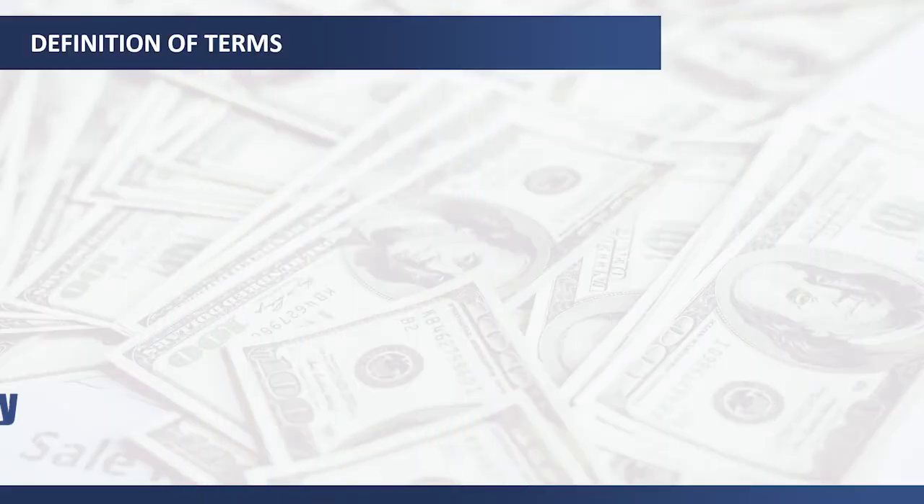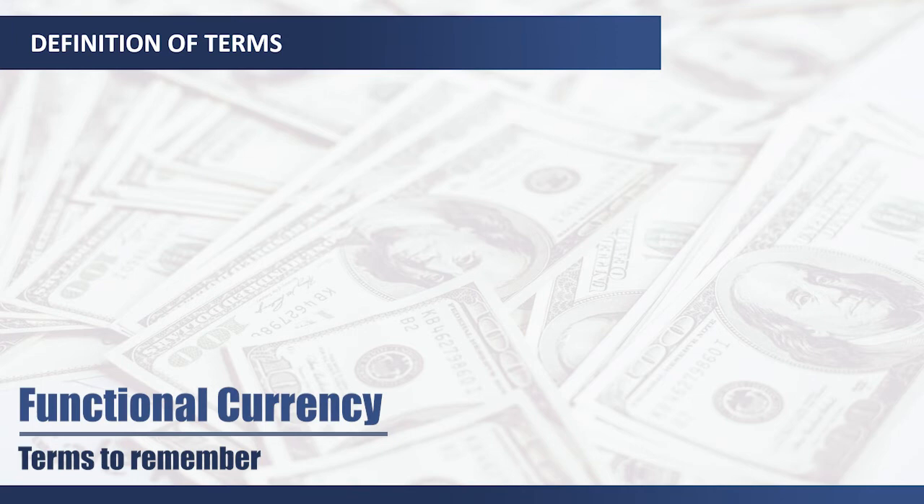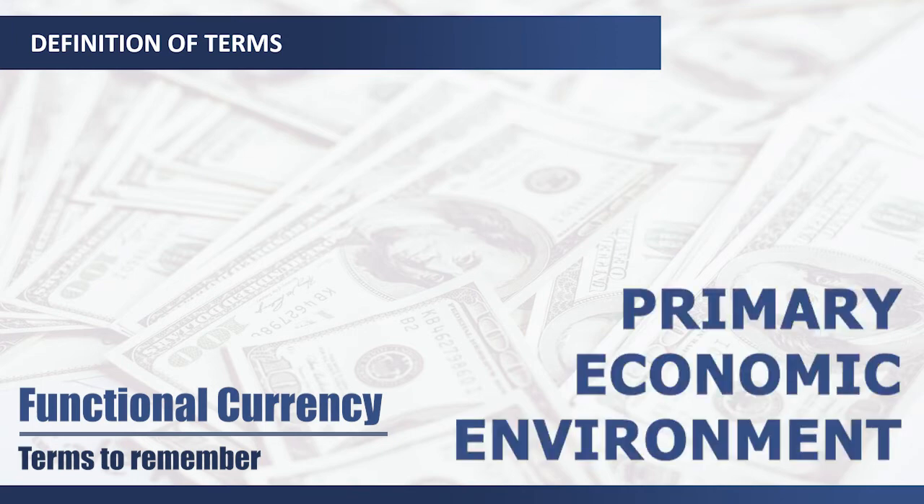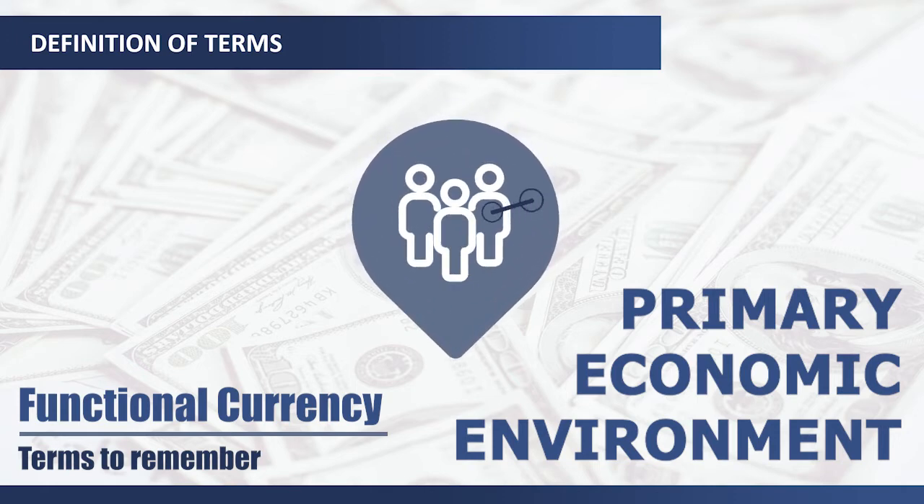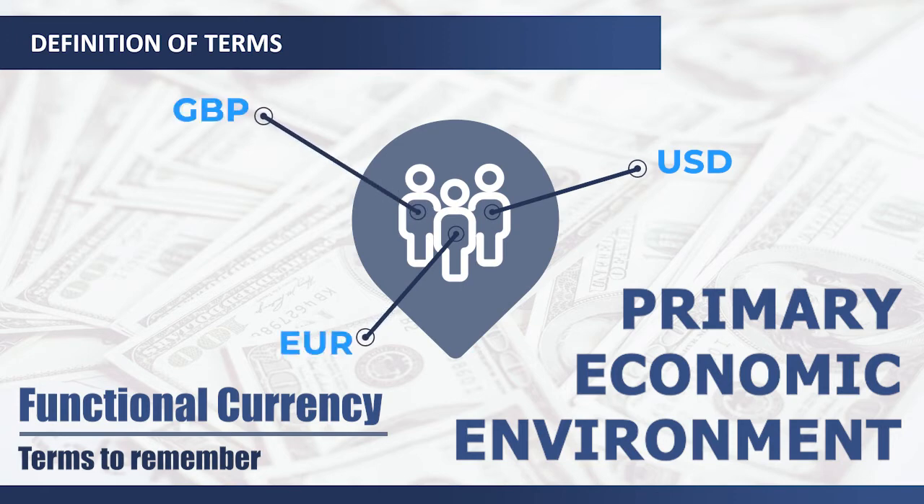An entity's functional currency is the currency of the primary economic environment in which it operates. We should determine the functional currency of each entity within a group because a group does not have a single functional currency. This is assessed separately for each individual entity. One last reminder is that the accounting records are kept in the functional currency.